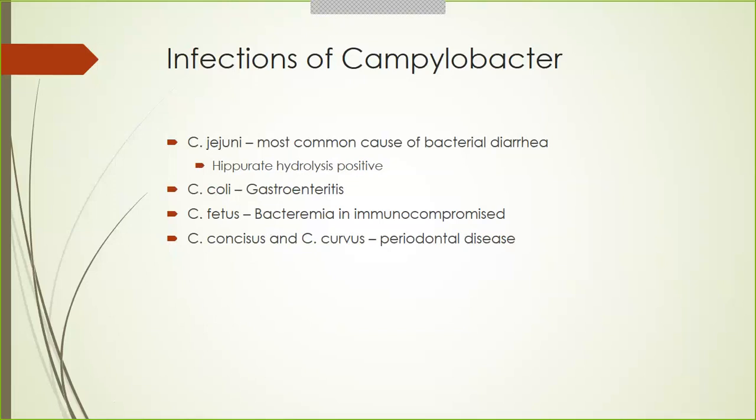Campylobacter coli is also associated with gastroenteritis, just not as commonly as jejuni. Campylobacter fetus causes bacteremias. And then concisus and curvus go more with periodontal disease.